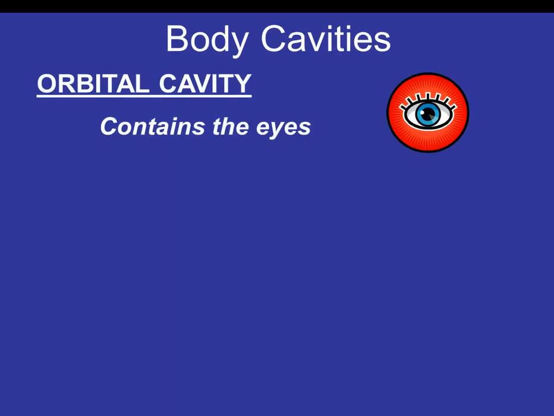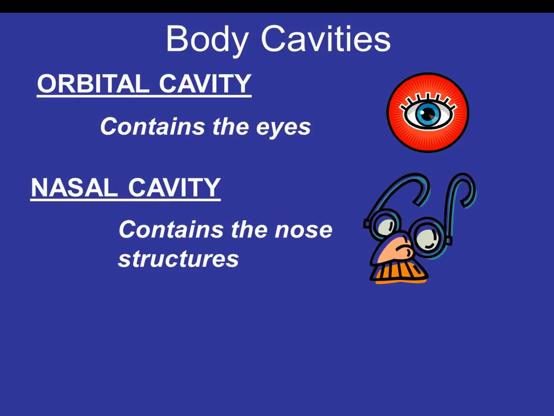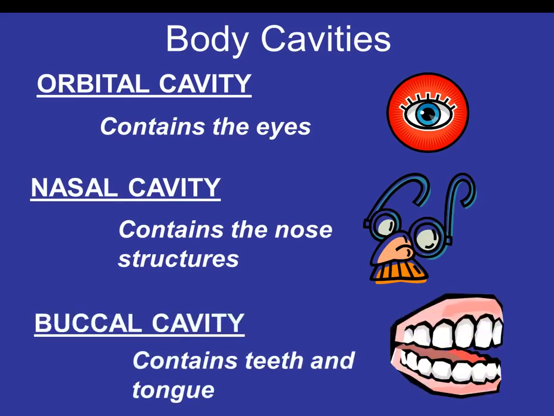So orbital cavity, moving back up, contains the eyes. Nasal cavity contains the nose structures. And then our buccal cavity contains the teeth and the tongue.